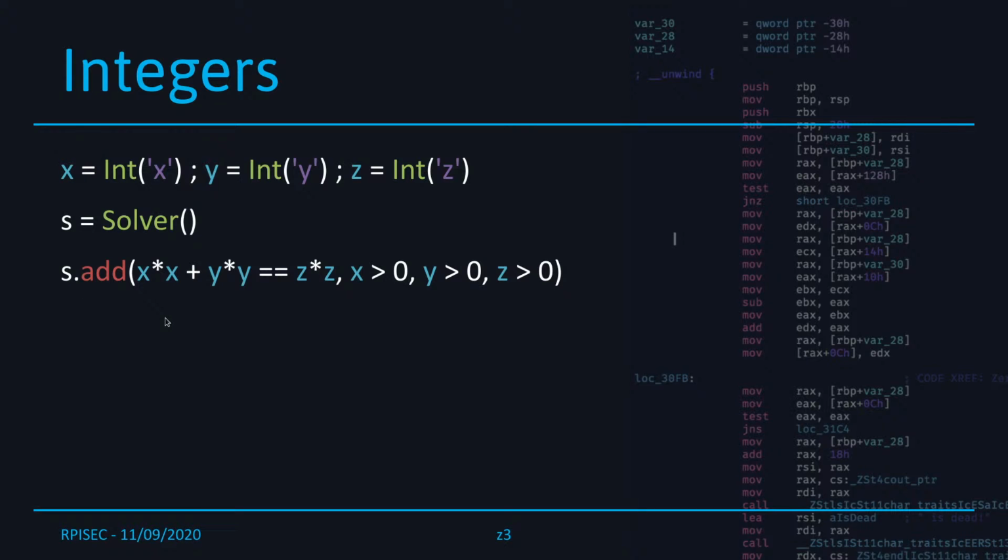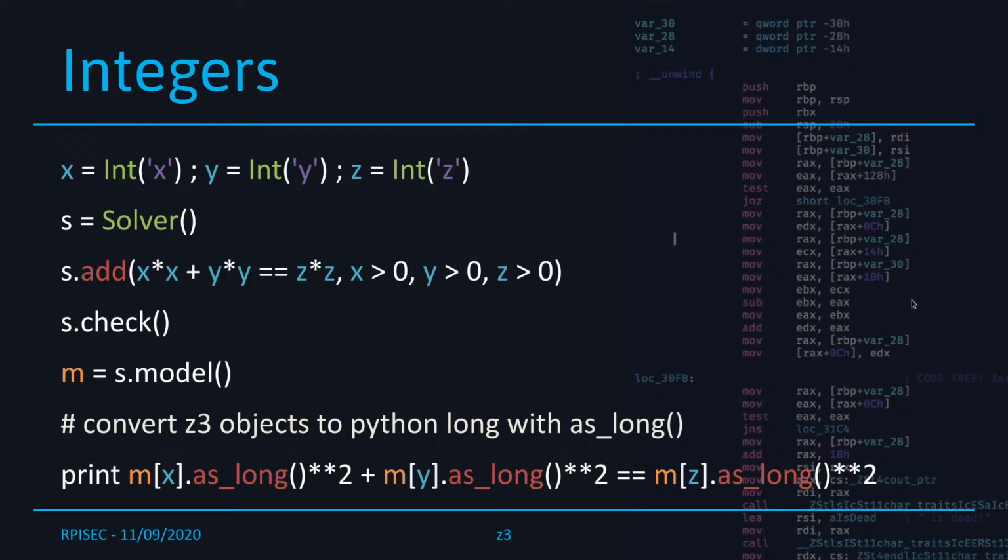In this case, what we're constraining is just that x squared plus y squared is equal to z squared, and also that every integer here, every number here, is greater than 0. So this is that a squared plus b squared equals c squared identity that many of you are familiar with. And then the rest of this is the same. We're just checking that model, we're fetching that model, and then we print out the variables in that model.